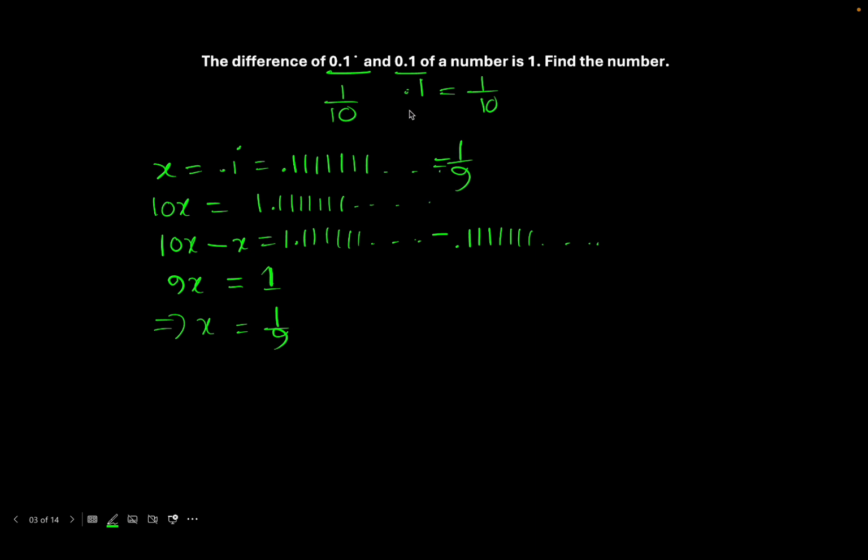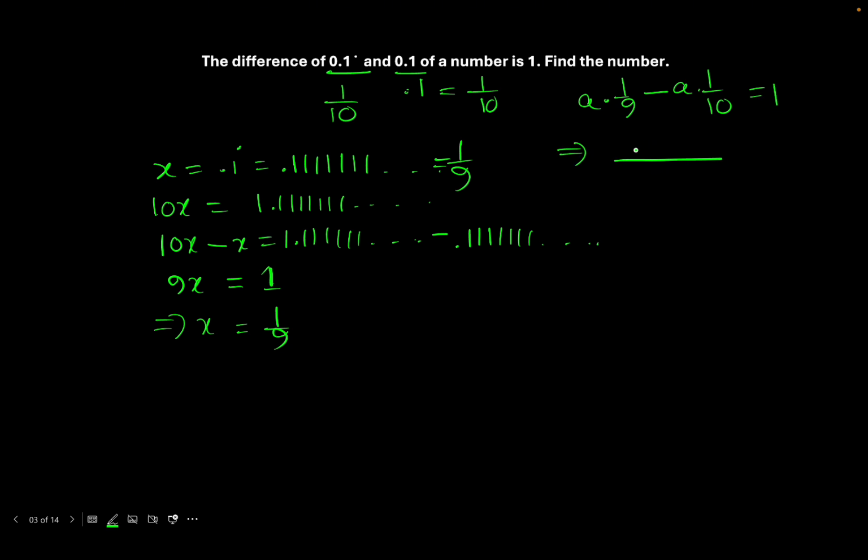Now what it says in the question, that the difference of 0.1 recurring and 1 tenth of a number is 1. So we don't know the number, so we can assume that as a. So a into 1 by 9 minus a into 1 by 10, and this difference is 1.